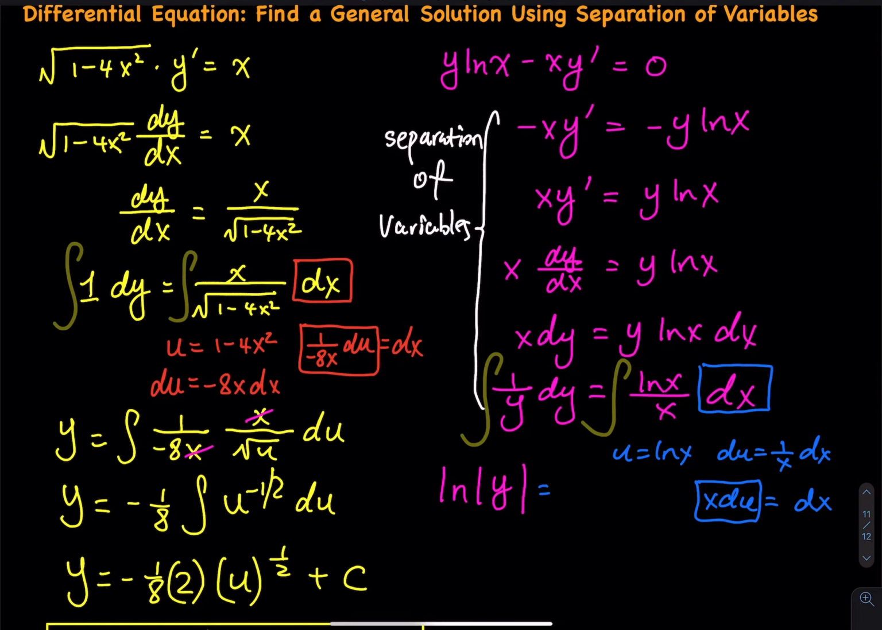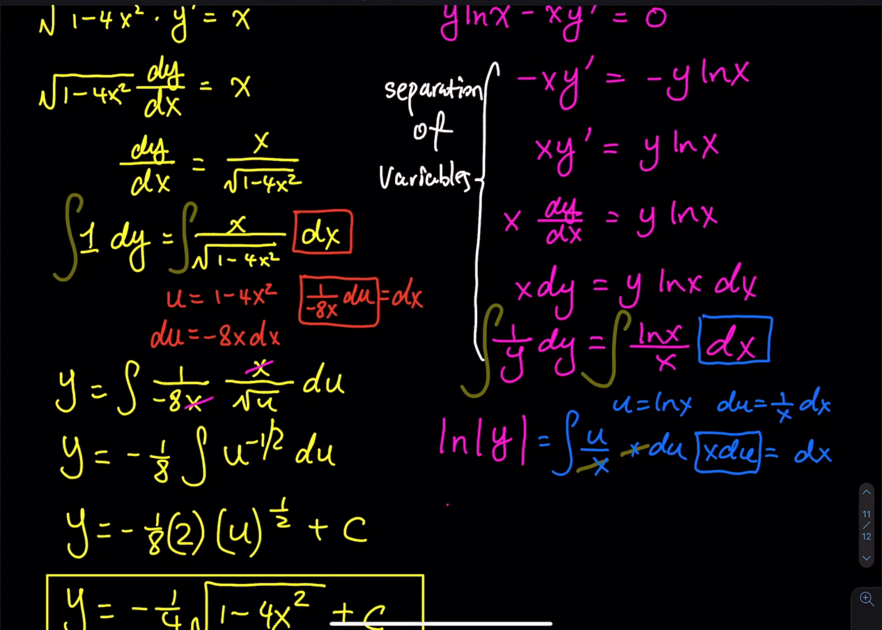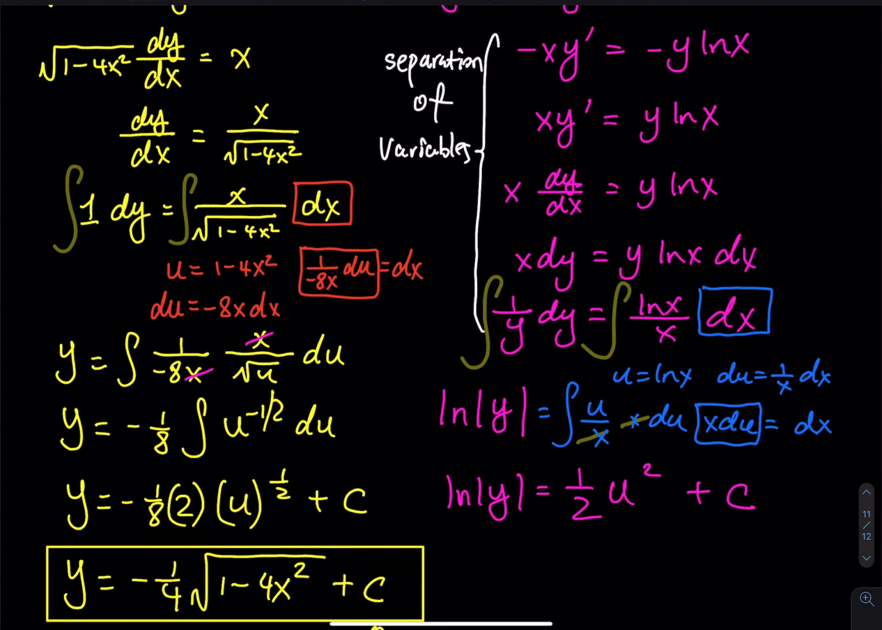And then you have that equals the integral. You have a u divided by x. The dx is x du. You can get rid of the x, so you have the integral of u du. All right, back to our problem. We have ln absolute value of y equals the integral of u, so that is u squared over 2, plus c. So u is equal to ln x, so you put the ln x in there: ln absolute value of y equals 1/2 (ln x) squared plus c.